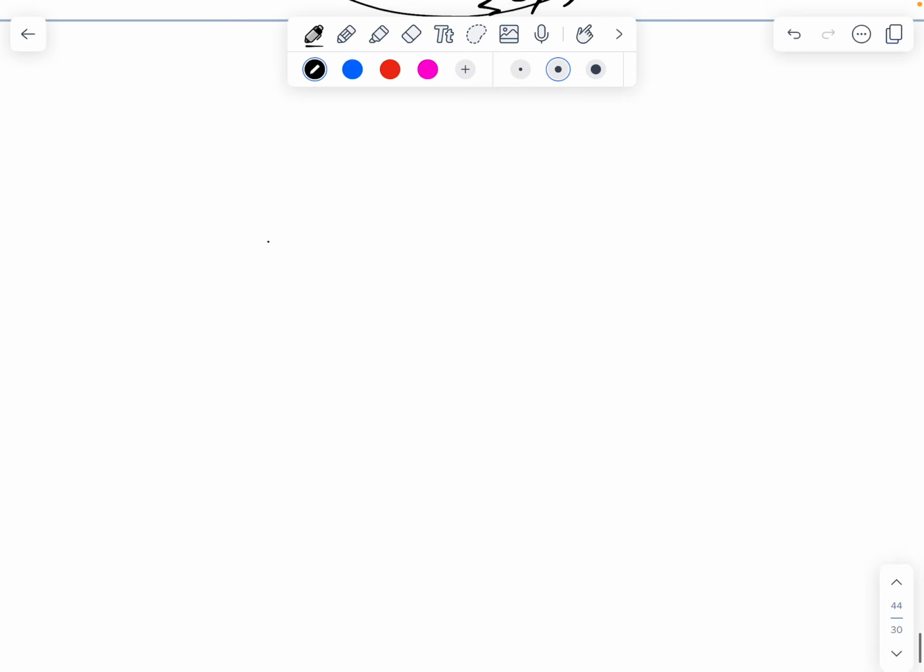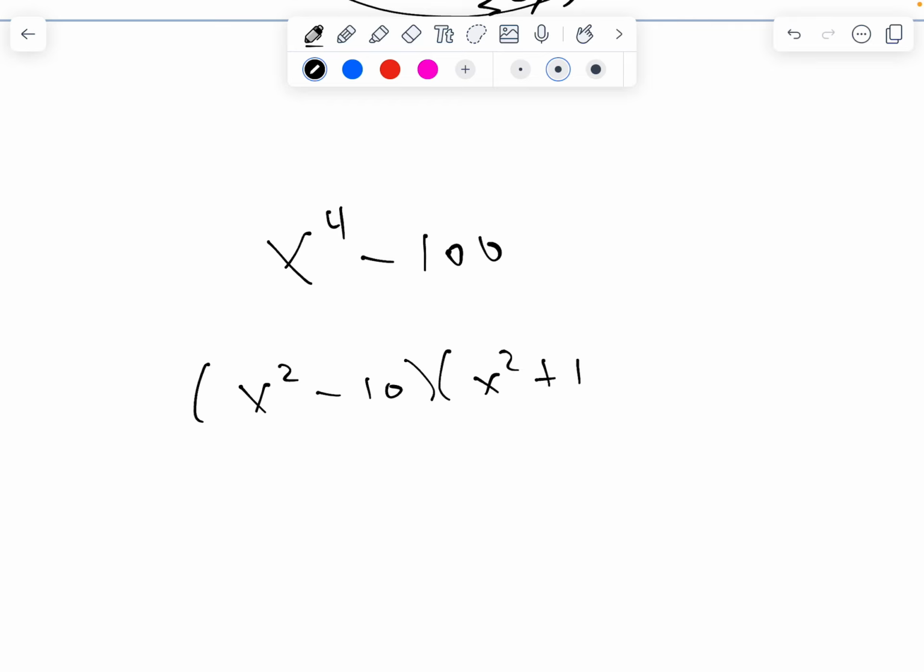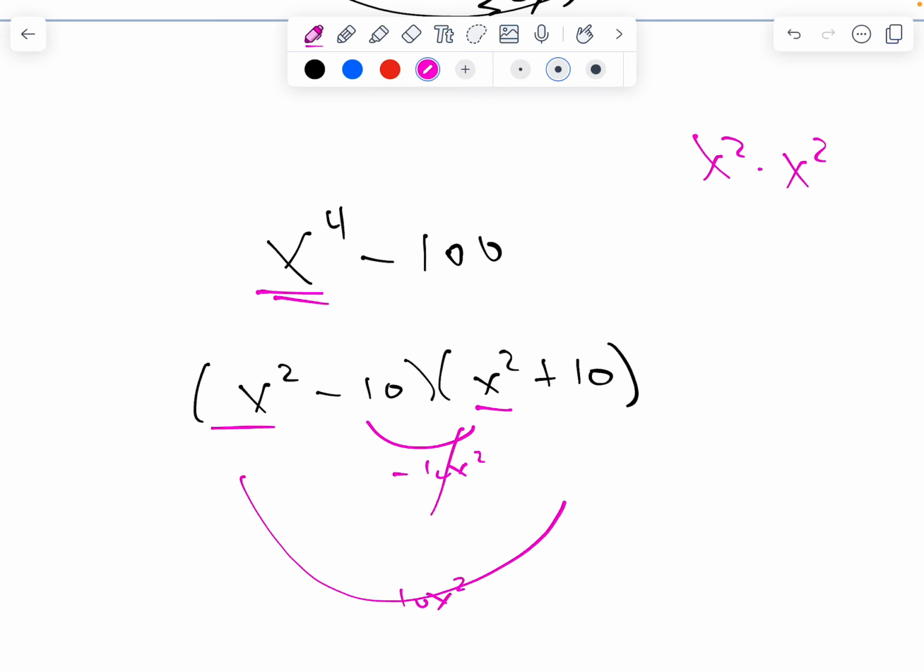And you can do the same kind of logic with something like this: x to the fourth minus 100. Well, that's going to be x squared minus 10, x squared plus 10. Check this out. We've got x squared and x squared. x squared times x squared is going to give us x to the fourth. Inner loopy, negative 10x squared. Outer loopy, positive 10x squared. They cancel each other out. Negative 10 times positive 10, negative 100.